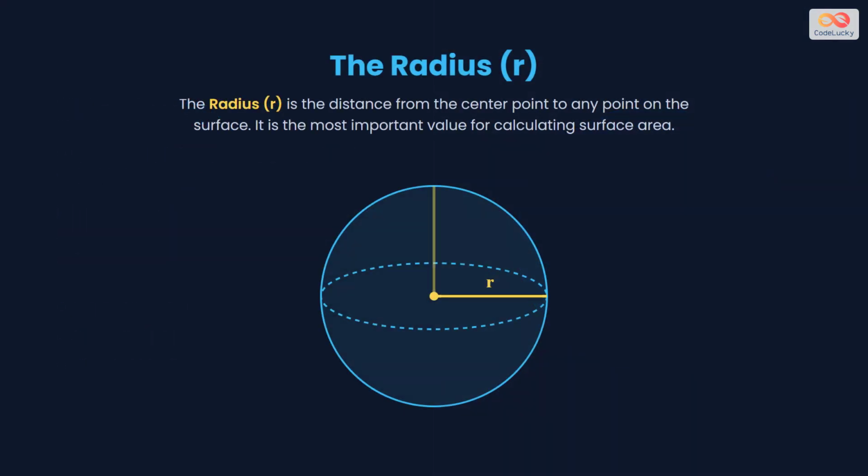The most critical measurement for a sphere is the radius, denoted by the letter r. This is the straight line distance from the very center of the sphere to any point on its outer edge. Knowing the radius is the only thing you need to find the surface area.